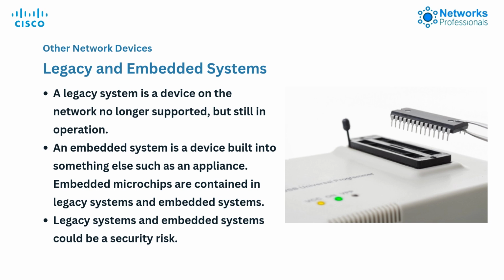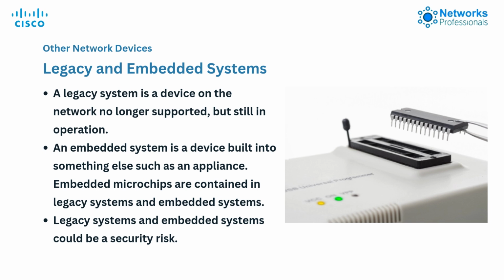Embedded systems. Definition: an embedded system is a specialized device that is built into another appliance or machine, designed to perform a dedicated function. These systems often use embedded microchips or processors. Examples: devices like printers, security cameras, industrial control systems, medical equipment, and smart appliances, for example refrigerators and washing machines.